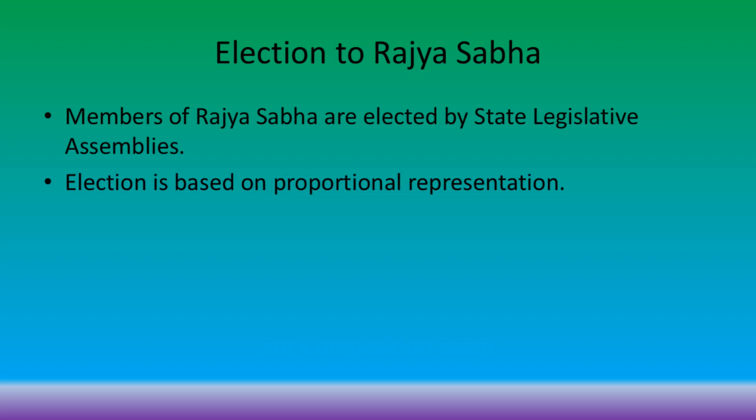Election to Rajya Sabha. Members of the Rajya Sabha are elected by the members of the state legislative assemblies. The election is conducted in accordance with the system of proportional representation. This ensures representation of states and political parties in proportion to their strength.